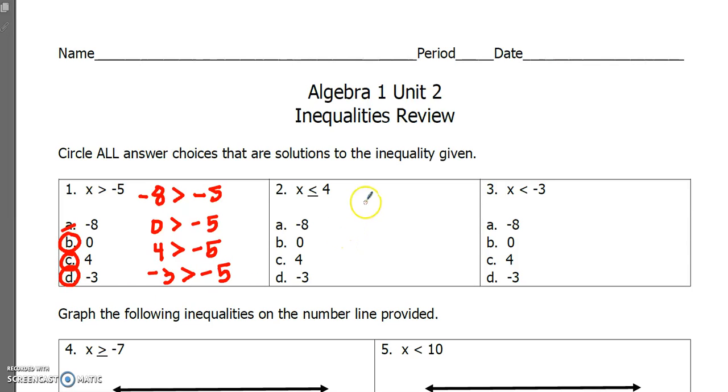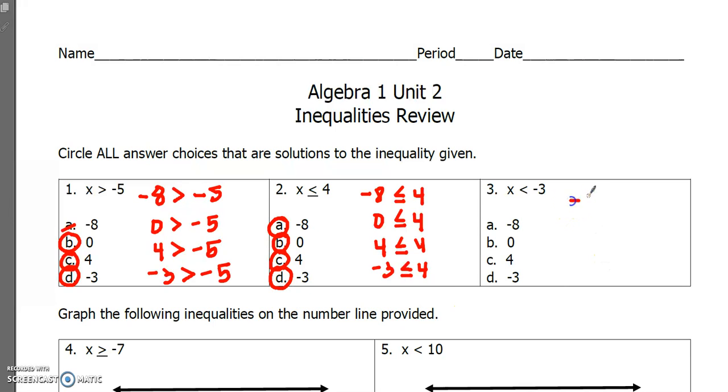So number 2, again, let's start replacing. We have -8 is less than or equal to a +4. That is a true statement. 0 is less than or equal to a +4, also a true statement. 4 is less than or equal to a +4, true statement. -3 is less than or equal to a +4, also a true statement.